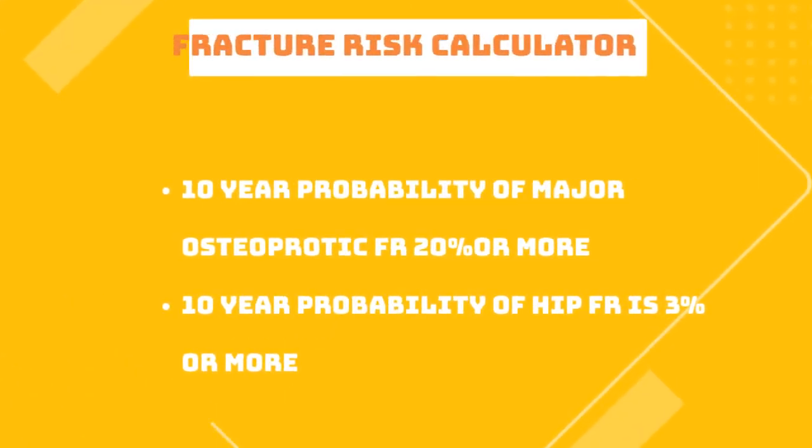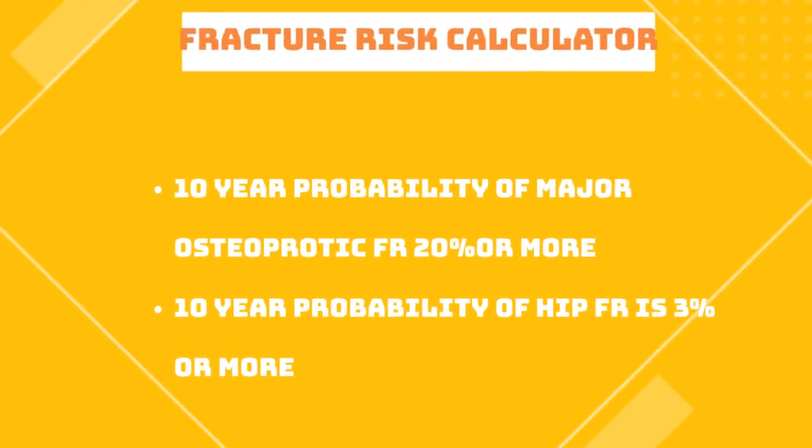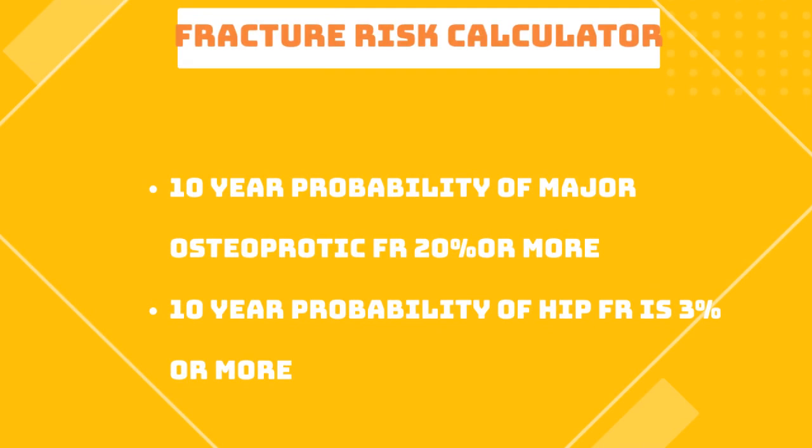Fracture risk calculator. If the 10-year probability of major osteoporotic fracture, meaning fracture of the spine, hip, shoulder, or forearm, is 20% or more, or if the 10-year probability of hip fracture is 3% or more, then diagnosis of osteoporosis can be made.